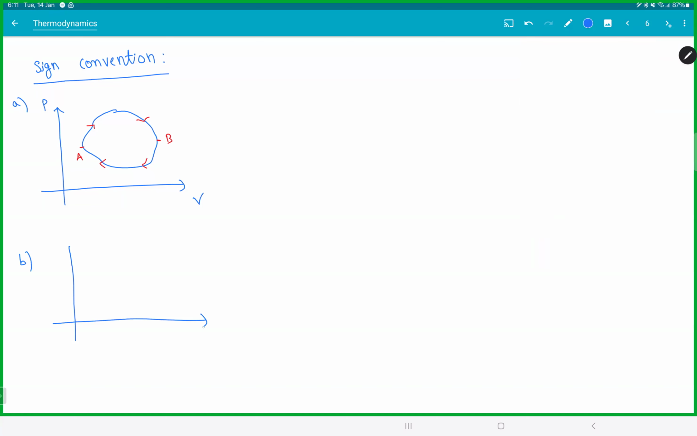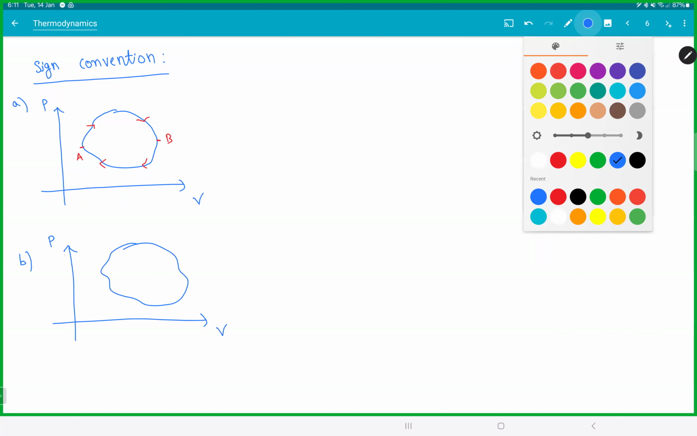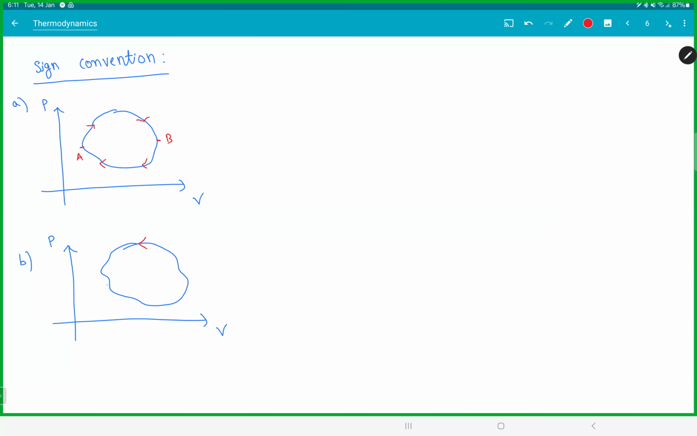So that's what I'm saying. In PV graphs, the arrows will tell you whether the work done is positive or negative. There is no area above and below. If the arrows are in reverse, how do you decide something is positive or negative?